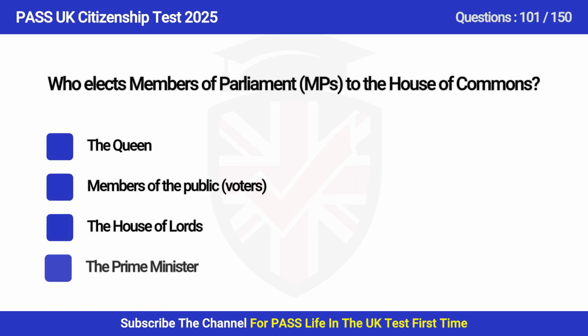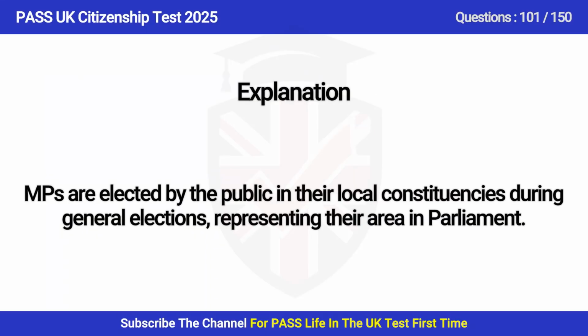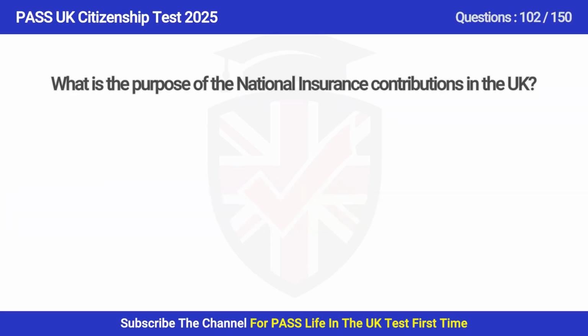Question 101. Who elects members of Parliament to the House of Commons? A. The Queen, B. Members of the public, voters, C. The House of Lords, D. The Prime Minister. Answer is B. Members of the public. MPs are elected by the public in their local constituencies during general elections, representing their area in Parliament.